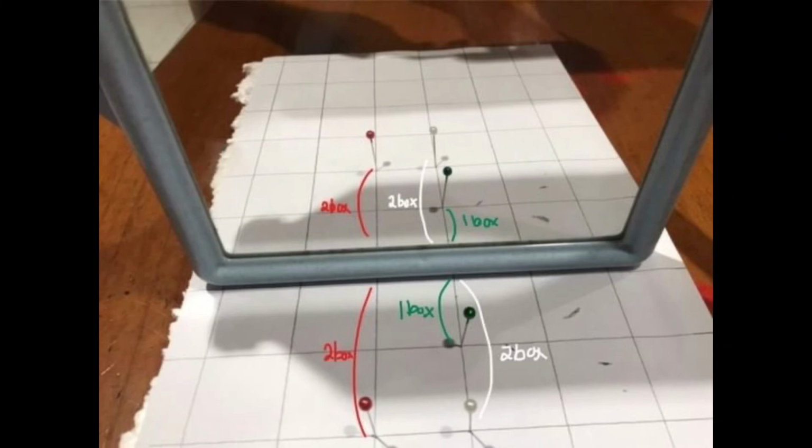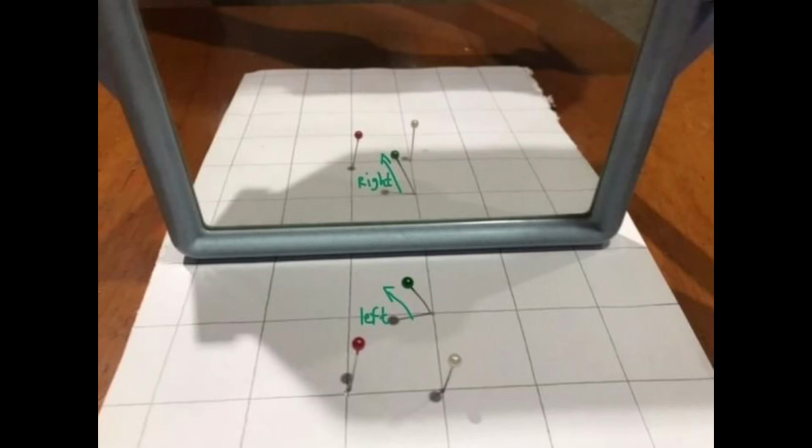The distance of the image from the plane mirror d1 is equal to the distance of the object from the plane mirror d2. Taking the figure formed by the pins as an object, its image is laterally inverted.